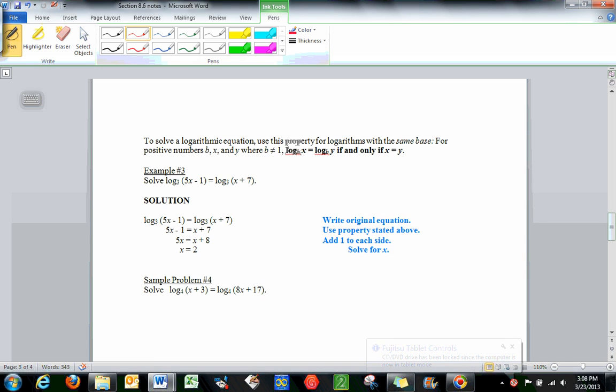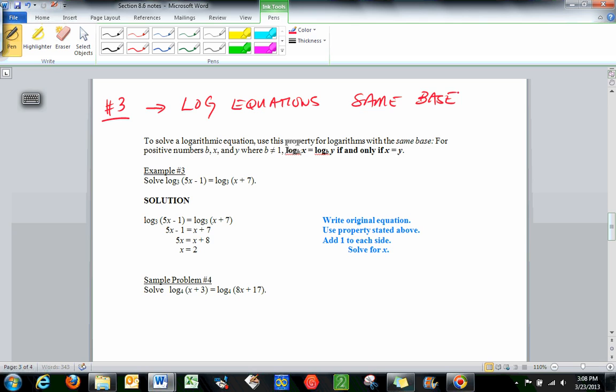Okay, for this next type of problem, we're going to move into log equations, and this is the third type of equation that you could see. Here we're going to be dealing with log equations that have the same base. Now this is going to require us to review some principles from earlier, but it's very similar to what we dealt with in exponential equations that had the same base.